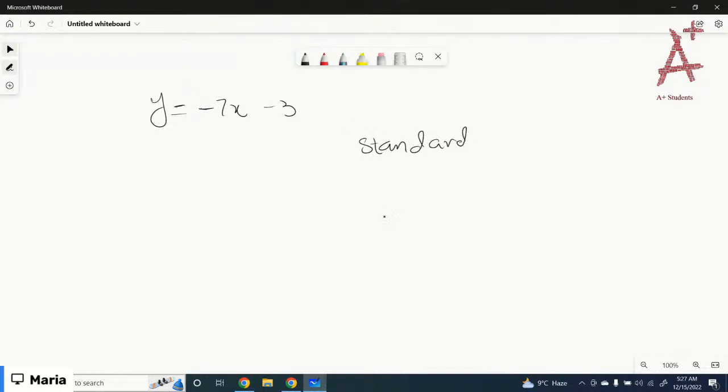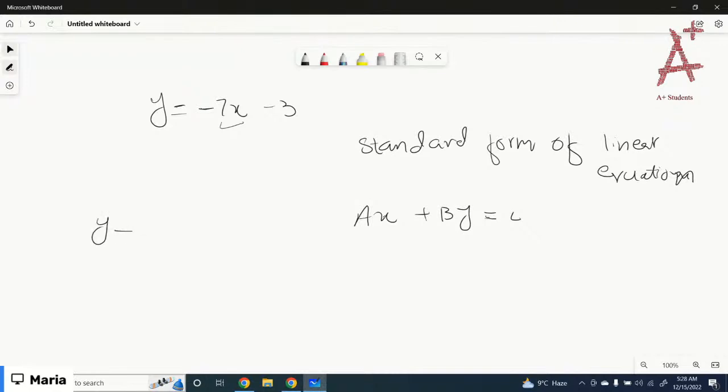The standard form of a linear equation is ax plus by equals c. You have to rewrite the equation like this. Move x and y to the same side. So move that to the other side.